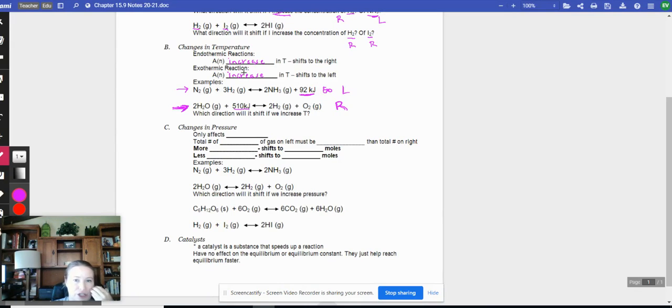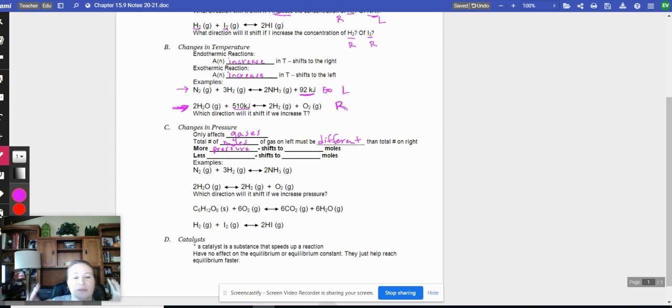So that's temperature and concentration. Changes in pressure. Pressure does not affect liquids or solids since the atoms are already touching. They can't really get any closer than that. So it only affects gases. The total number of moles of gas on the left must be different than the moles on the right. Okay? More pressure.